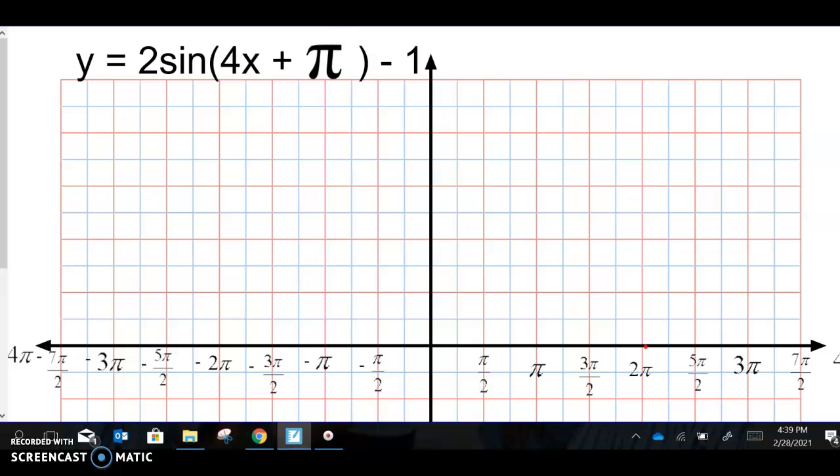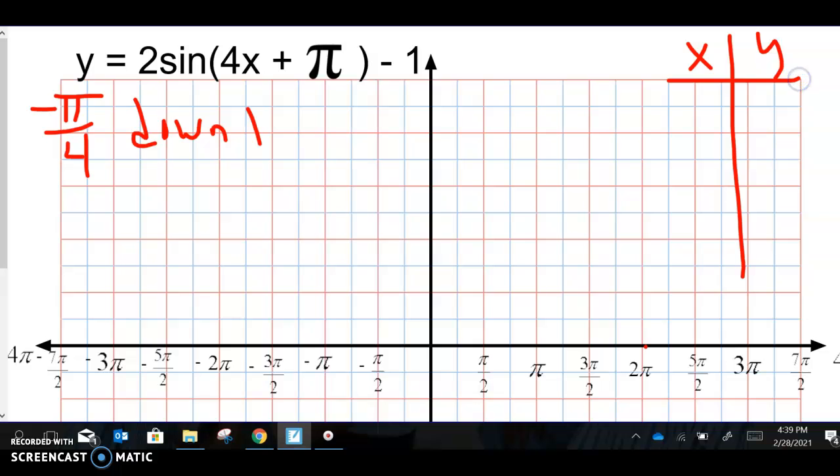This is going to be shifted to the left pi over 4. That's my phase shift. It's not just pi, we have this 4 to deal with, and it's going to be shifted down 1. But at least knowing that is helpful. I know the amplitude, I know the period, I know how we're shifted, and some people just use that and sketch it.